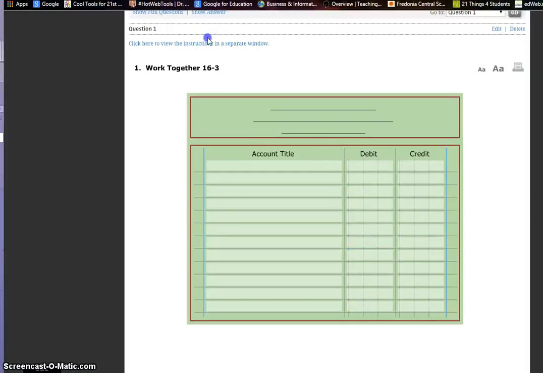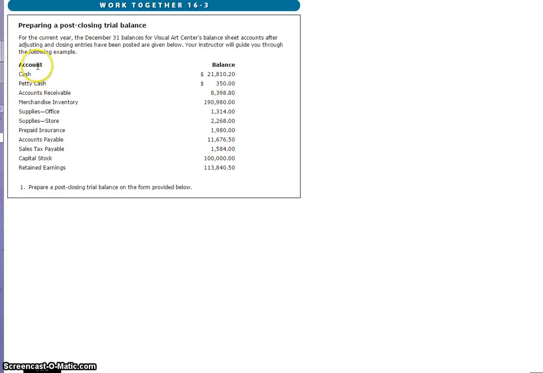So when we go to our Aplia problem, for our 16-3 work together, for the current year, December 31st balances for Visual Arts Center, balance sheet accounts after adjusting and closing entries have been posted are given below. In this section, we didn't have to do the actual posting. When you get to 16-4 and 5, you will have to actually post them into the ledgers. But they've done that work for you and are just showing you the account balances. The only thing they're not showing us is if this is a normal debit or credit balance. Most of these you should remember from way back when.